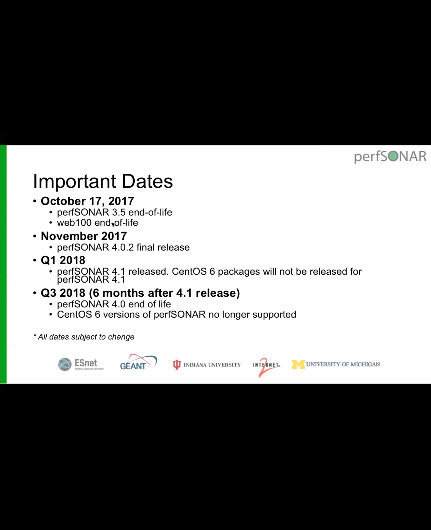I do want to highlight just a few important dates while we're all together here. So one is we've been sending email about this for quite some time. I think we just sent one a few days ago. I think it's past Monday that October 17th, which will be exactly 6 months after we released 4.0, we will end of life perfSONAR 3.5, and that's kind of the last release in the 3.x series. And as part of that, we will also be end of lifing Web100. So I mean, this shouldn't be a surprise to people.